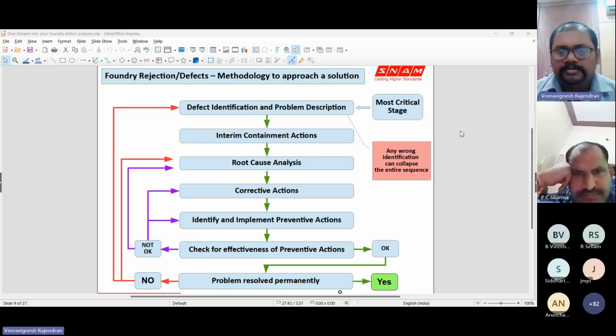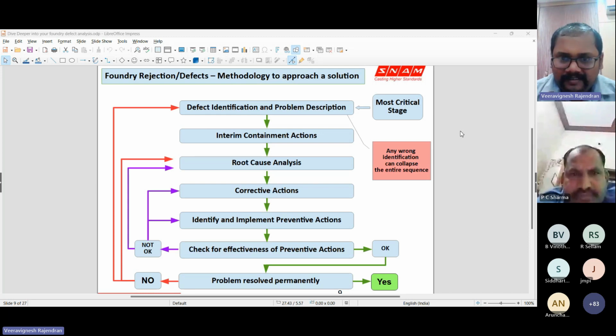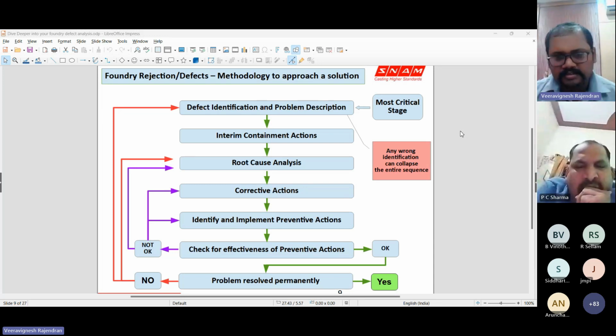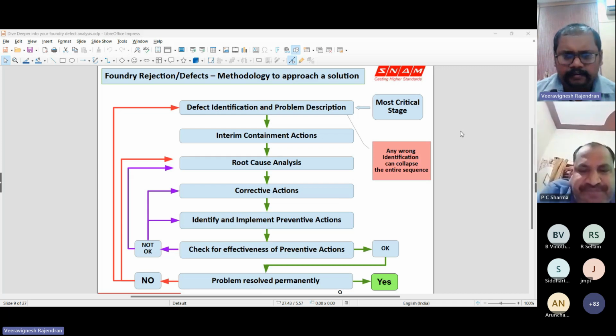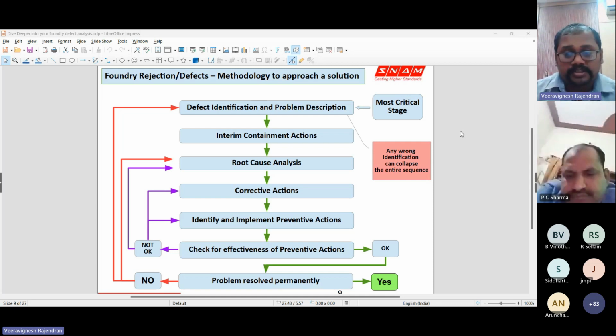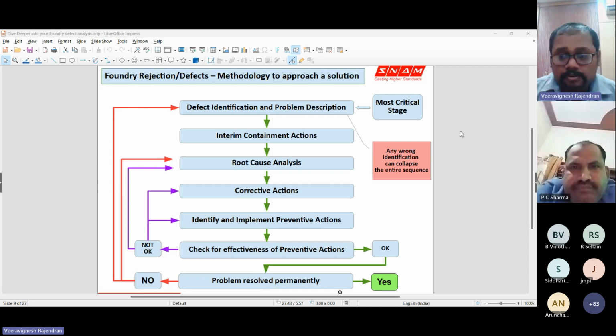Next comes the root cause analysis. Only after doing a containment action, with the identified defect and the description of the problem available, you should start doing root cause analysis. There are a lot of tools available to do root cause analysis. The 7QC tools are available. Maybe you can use an Ishikawa diagram, also called the fishbone diagram. There are many methods of doing it. You can do why analysis, and you keep asking why has this defect come, why is this, why is this, and finally you arrive at the fifth why or sixth why, you get satisfied, and then you start working on it.